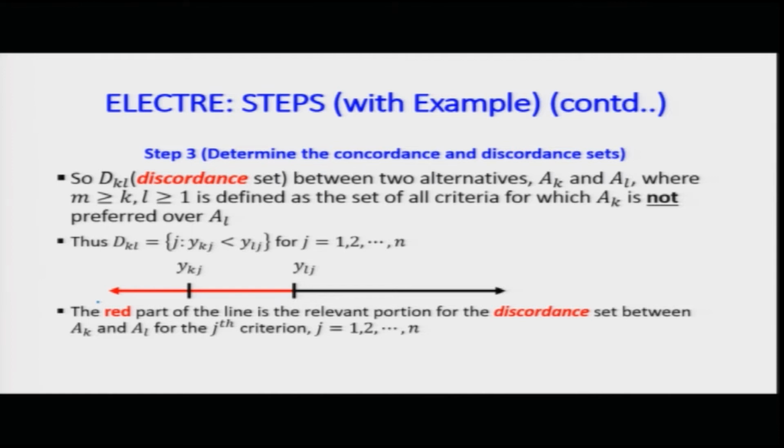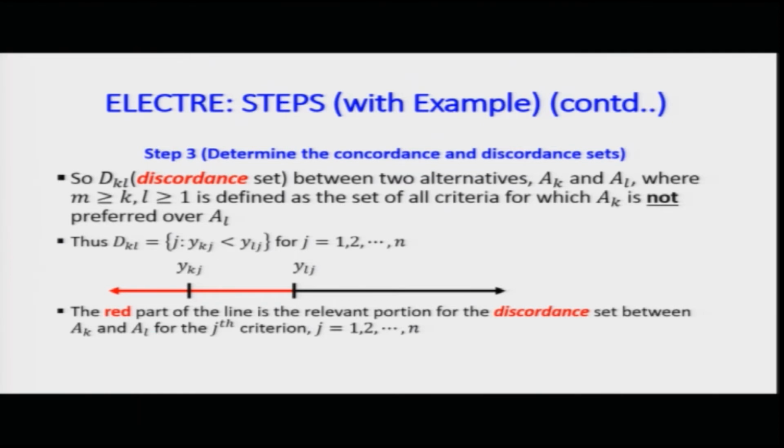The D and C sets which I am mentioning would be converted into matrices. Obviously they would be given in bold, even though it may not be very specific in these slides, but they are basically matrices. Further you go to the left, higher the values and they are in the discordant sets. So it means that if Ykl is less than Ylj, as j changes from 1, 2, 3, 4 till n, you put those values of j in the discordant set based on the discordant index. The red part of the line is the relevant portion of the discordant set between Ak and Al, which are the alternatives, for each and every criterion j from 1 to n.